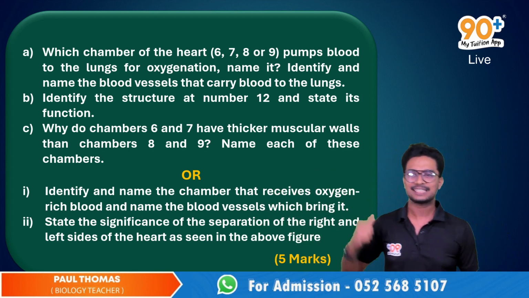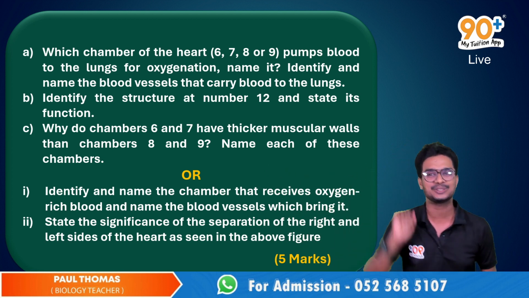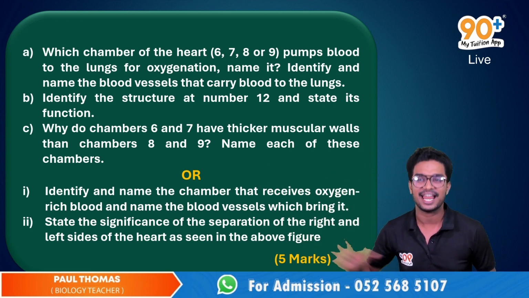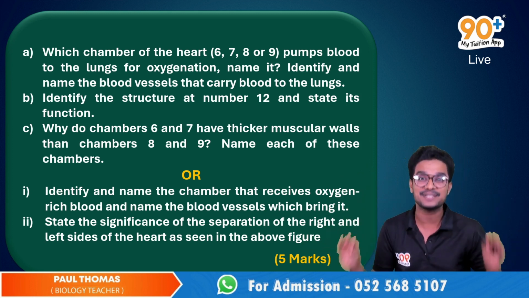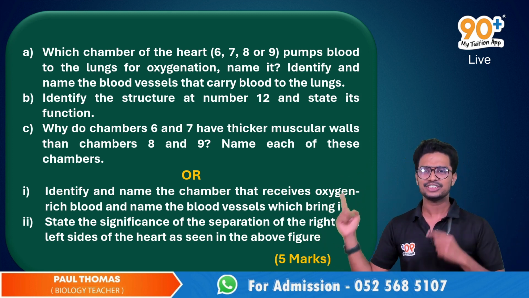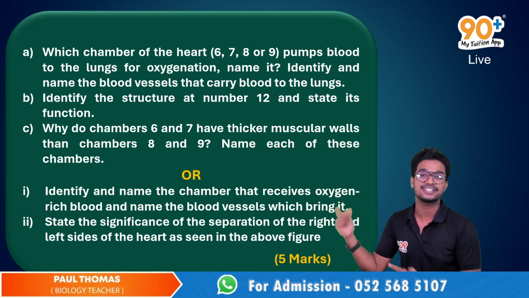And the second part, or B part, is: identify the structure at number 12 and state its function. And the C part is: why do chambers 6 and 7 have thicker muscular walls than chambers 8 and 9, and name each of those chambers.